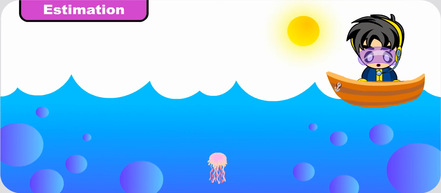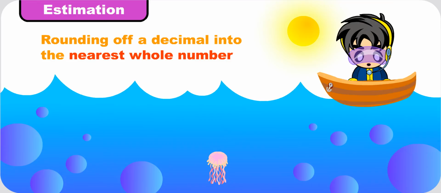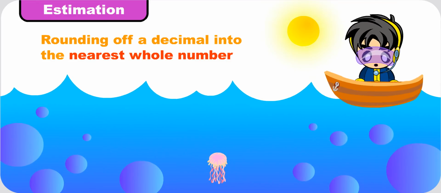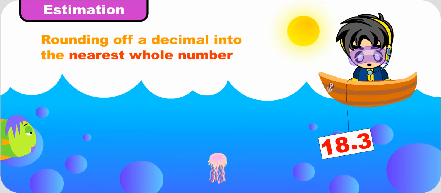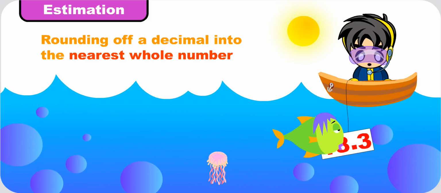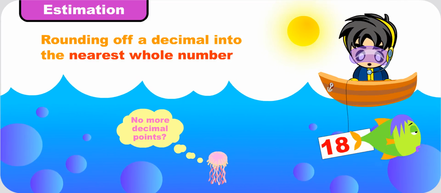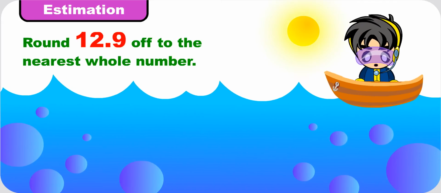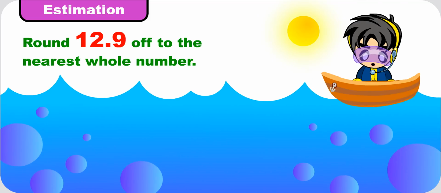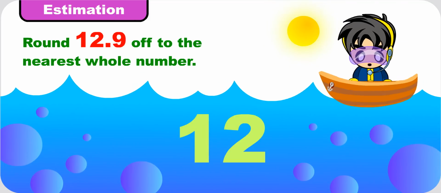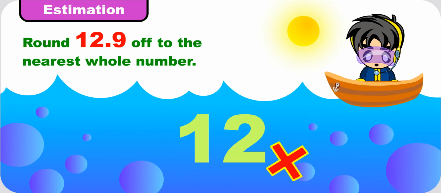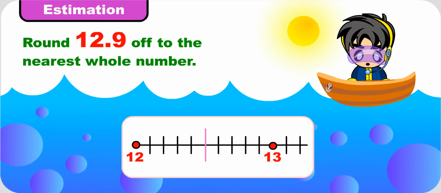Turbo Boy, now I'm going to show you how to round off a decimal number to the nearest whole number. You mean to make the decimal into a whole number? No more decimal point? Something like that. Look at this decimal. Let's round it off to the nearest whole number. Oh, since the whole number is 12, the answer must be 12. That's wrong, Turbo Boy. Look at this number line.